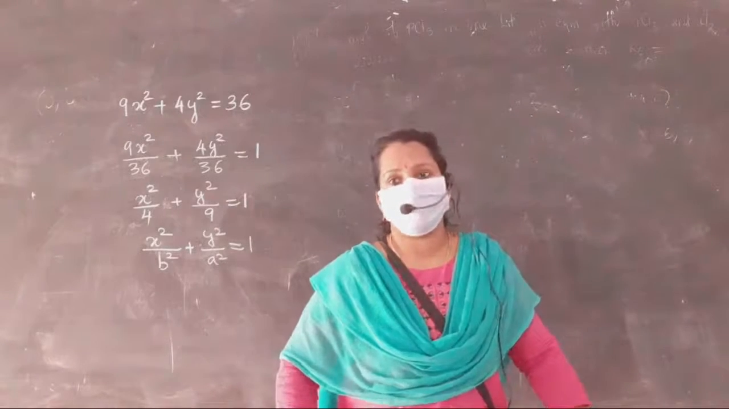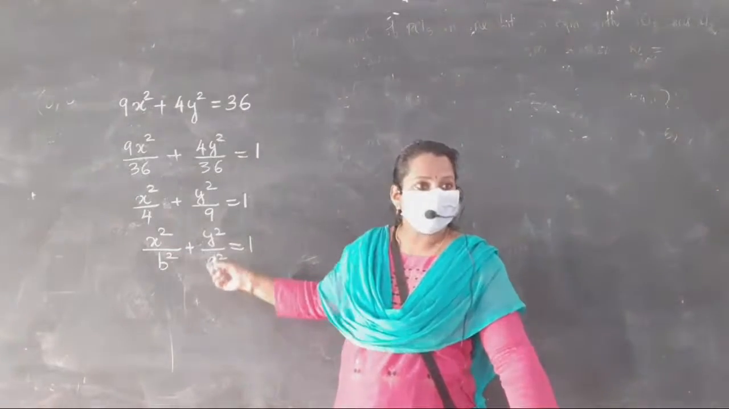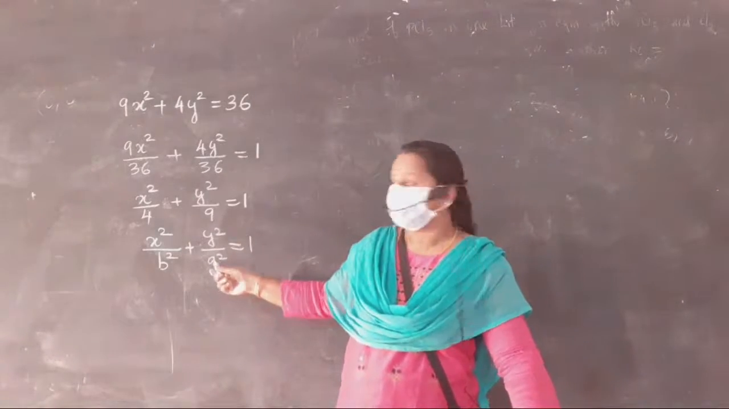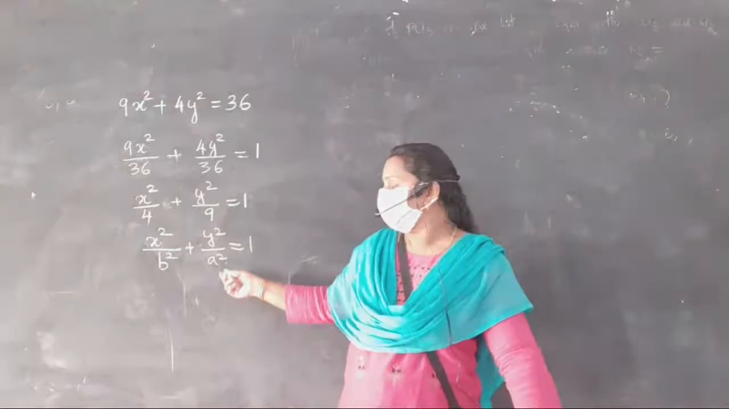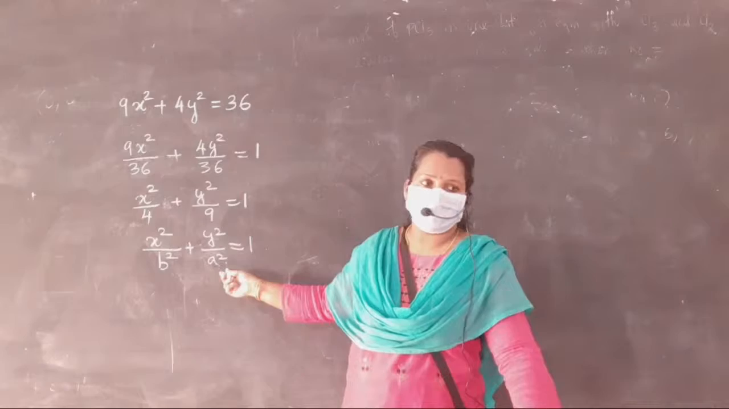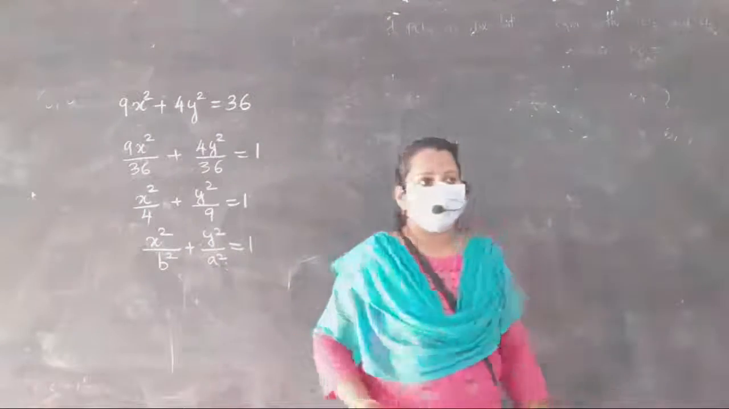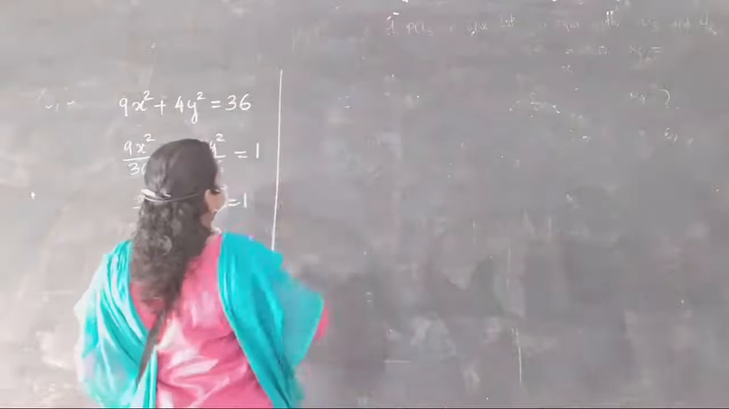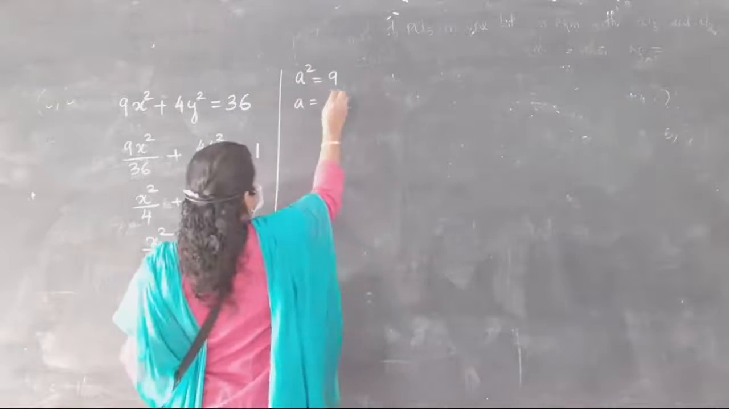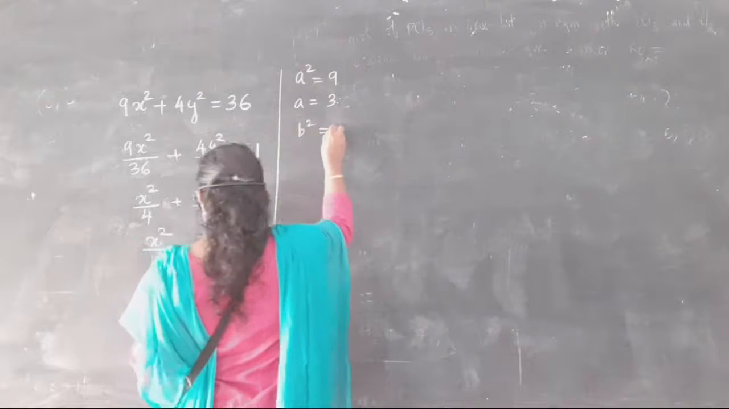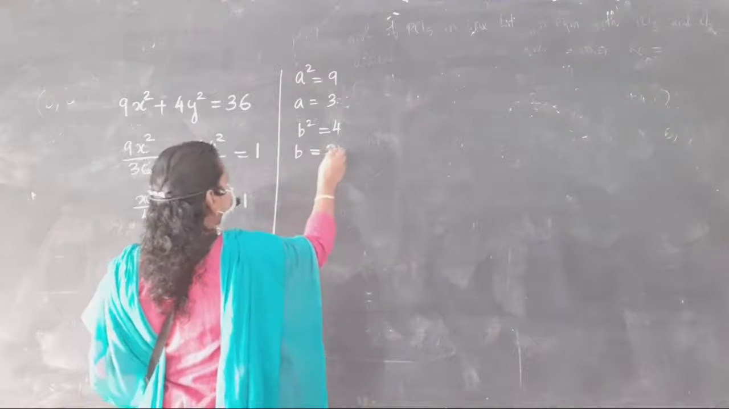y ആക്സിസിലാണ്. കാരണം മേജർ ആക്സിസ് a വരുന്നത് y യുടെ താഴെയാണ്. Therefore the vertices and foci are on the y axis. Okay. And comparing these two equations, what is a square? A square equal to 9, a equal to 3, b square equal to 4, b equal to 2.